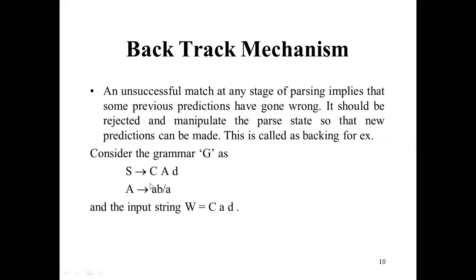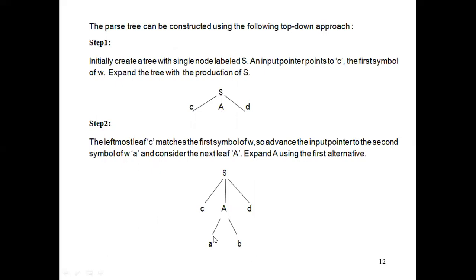Here, the first option is AB. So we are drawing our tree with AB. Here we can achieve our input C, A, and D. But this is an unsuccessful match, and we want to discard this. For discarding this, we have to choose another option.